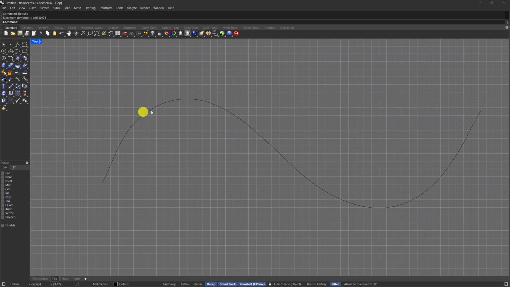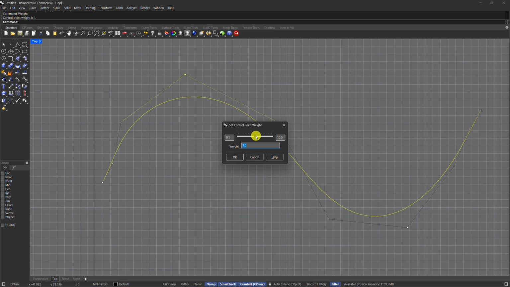Third, knots. Knots decide how much influence each control point has. They control how the curve flows from one region to another. Think of them like checkpoints that distribute the influence. Fourth, weights. Weights decide how strongly a control point pulls the curve. Higher weight, stronger pull. Lower weight, weaker pull.